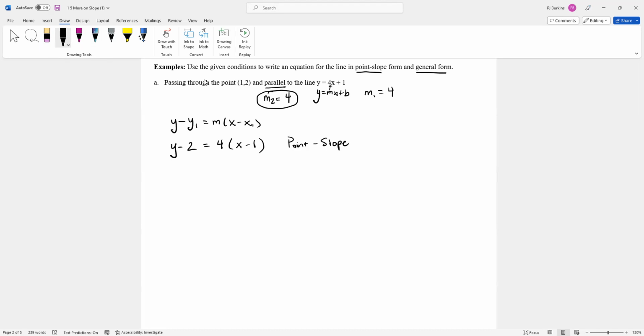Now I want general form, so I'm going to solve this for y equals. So I'll distribute the 4. Then I will add 2 to both sides, and that'll give me y equals 4x, and then negative 4 plus 2 is negative 2. That's my equation for the new line.